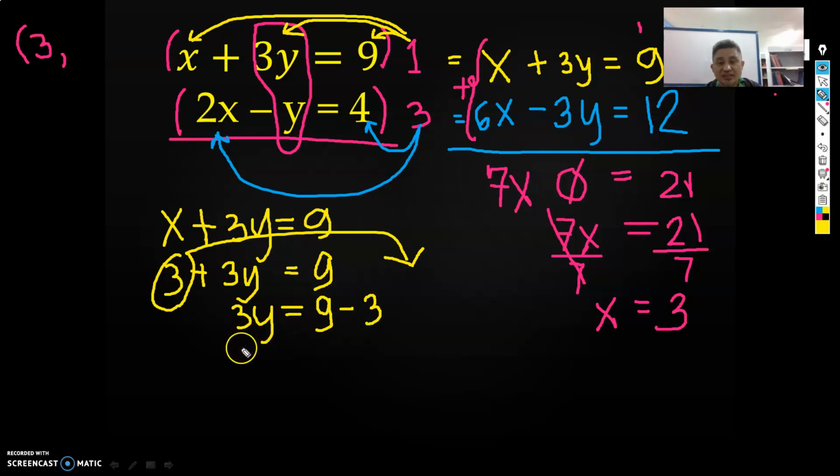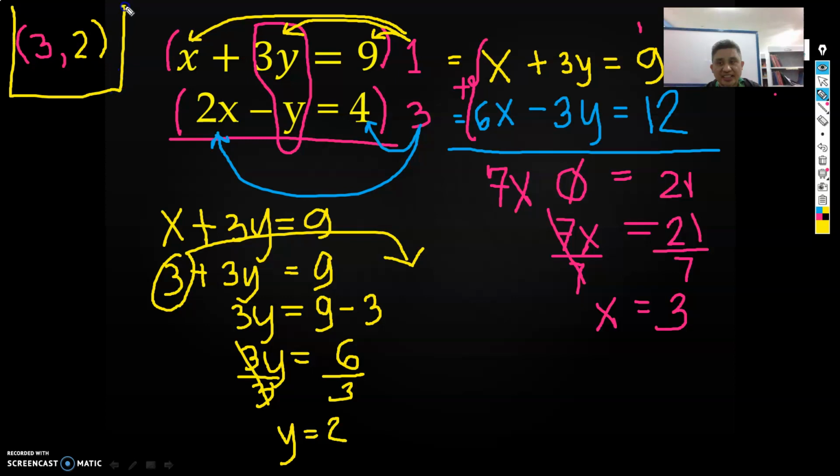Okay. So, 3y equals 9 minus 3 is equals to 6. Okay, to solve for the value of y, divide both sides by 3. Cancel. So y is equals to 6 over 3 is 2. So therefore, the second variable is 2. So our solution is 3 and 2. So this is the solution for this equation.